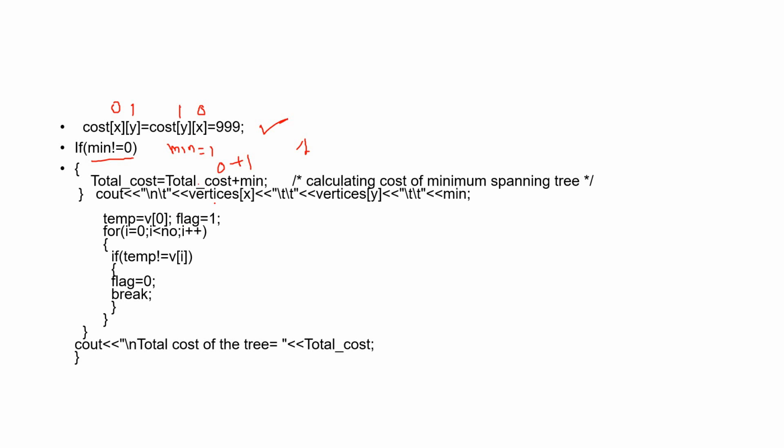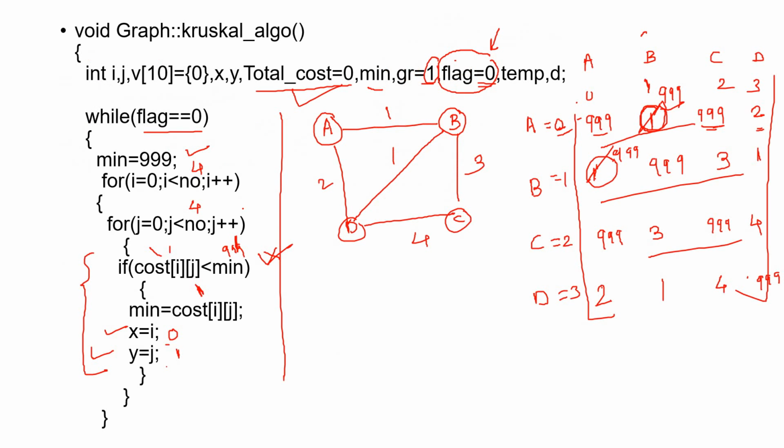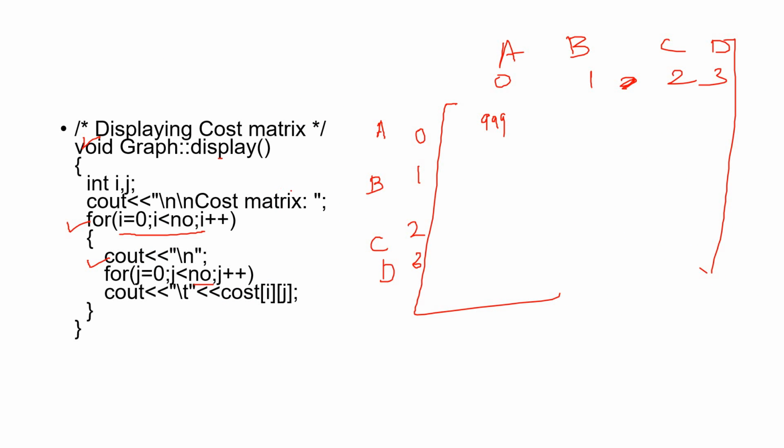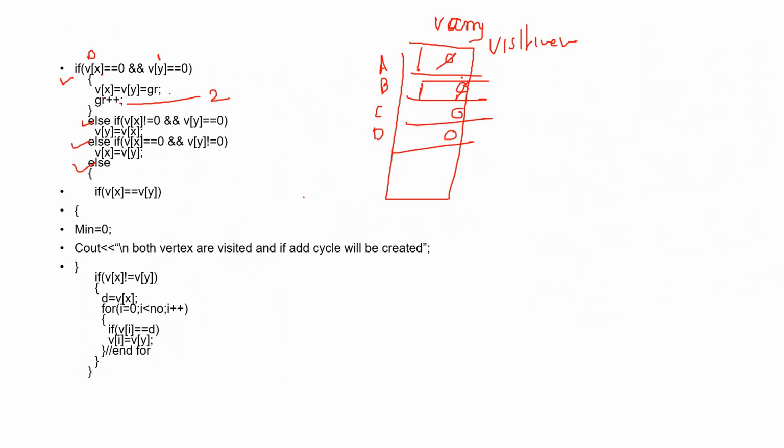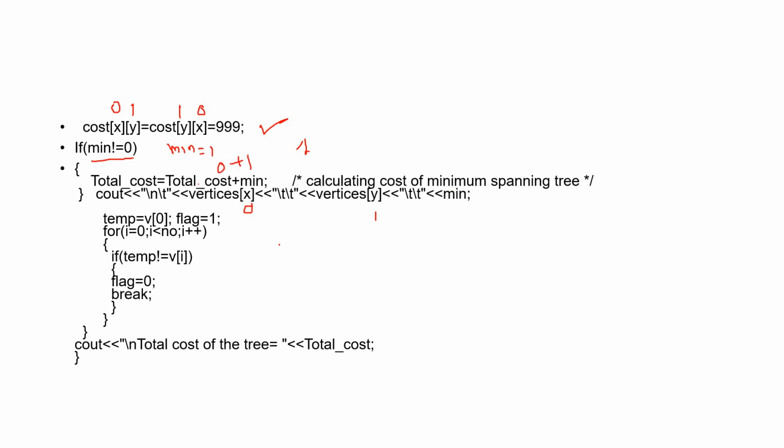And now here we are printing with cout that vertex 0 and vertex 1 are visited. So what is vertex 0? Vertex 0 is nothing but A. Here you can see vertex 0 is A and vertex 1 is B. So this line will print: vertex A and B is visited and cost is equal to 1.